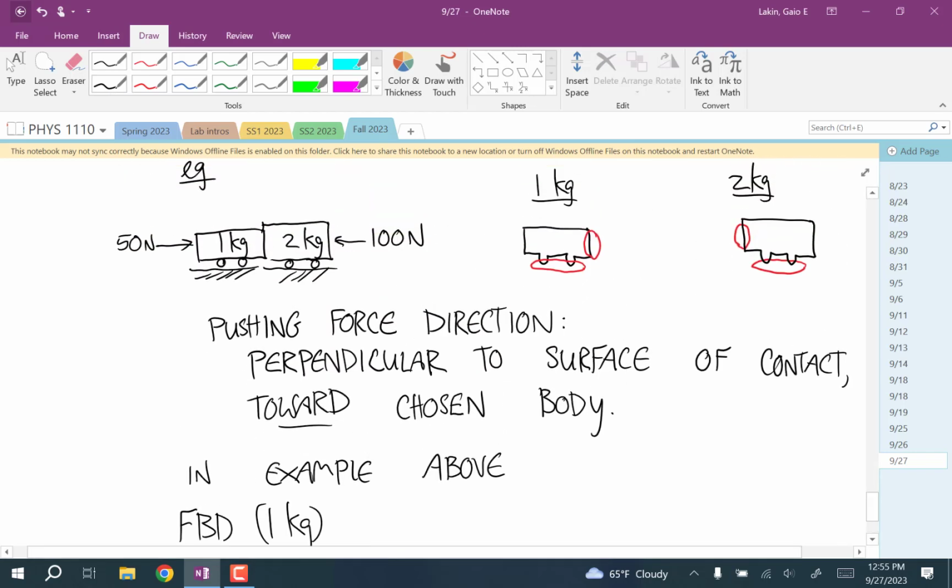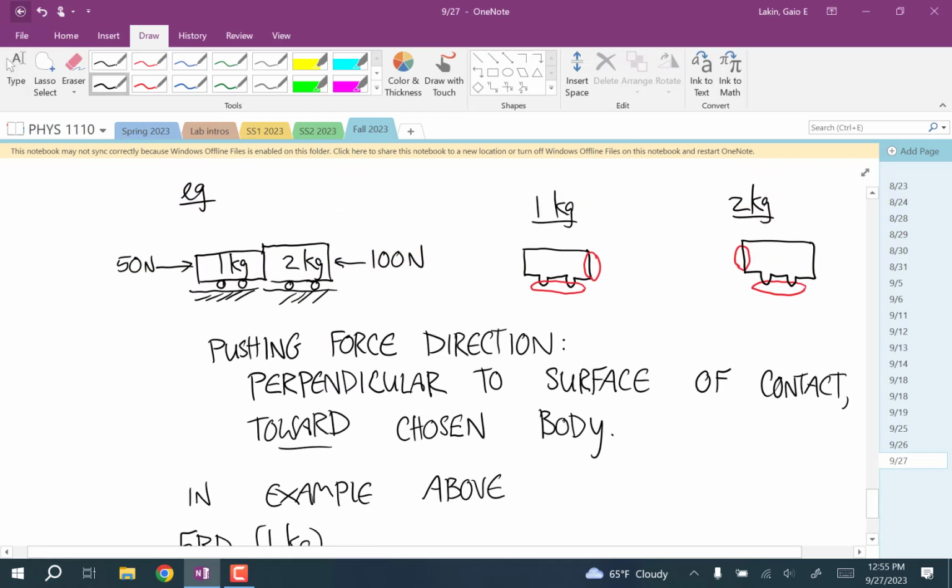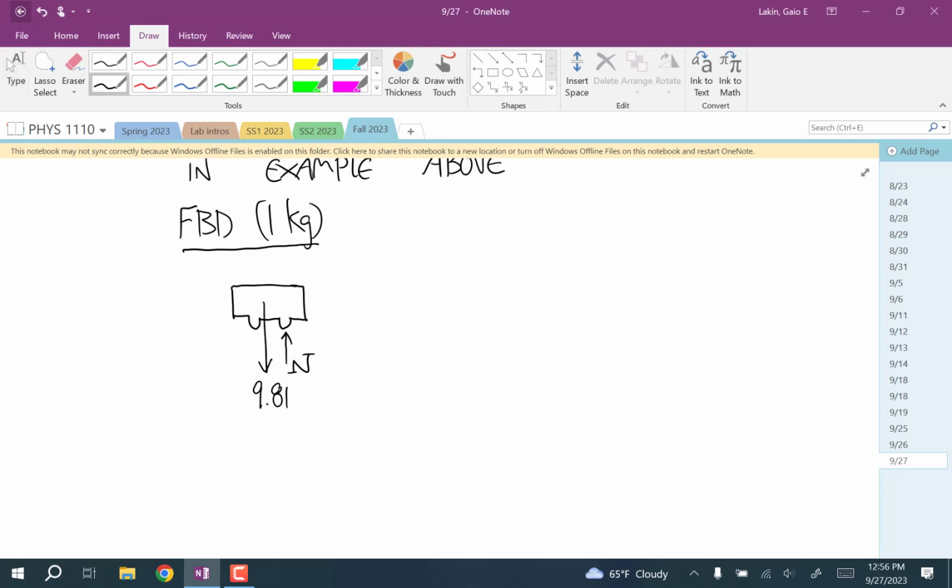Now the other place where there's a pushing contact is over on the right side. The surface of contact is the side of the carts, so it's like a vertical line. Perpendicular to that is either to the left or the right. We want the one toward the chosen body, so that way. And I'm going to label this R. That's the variable.